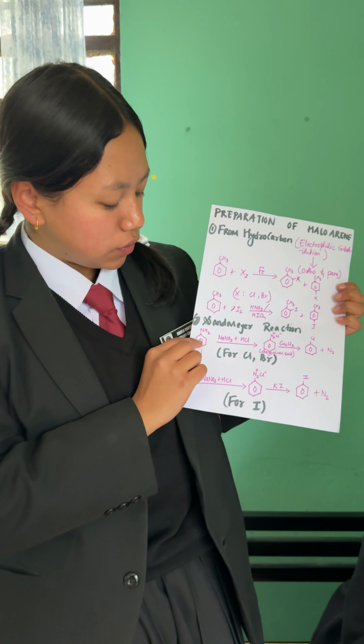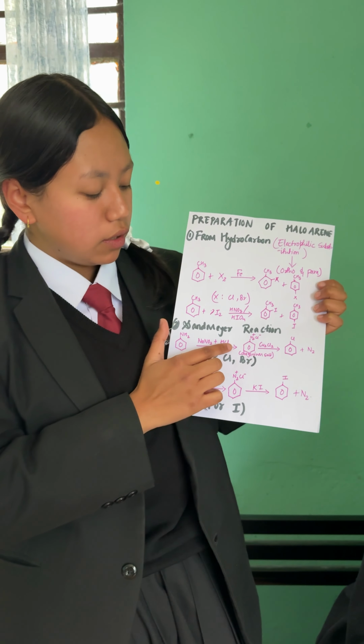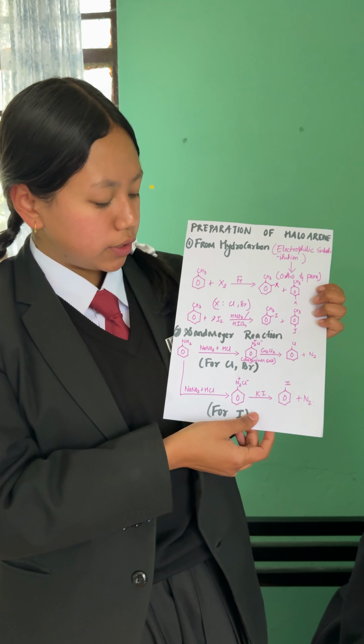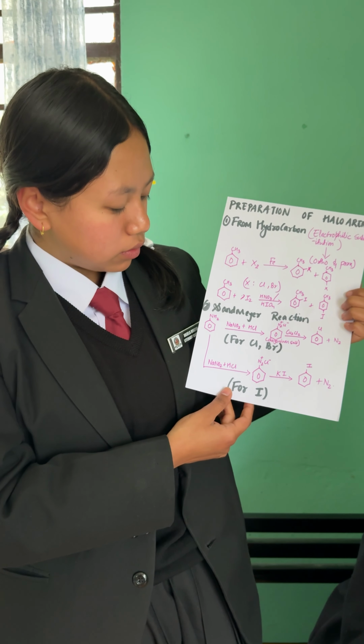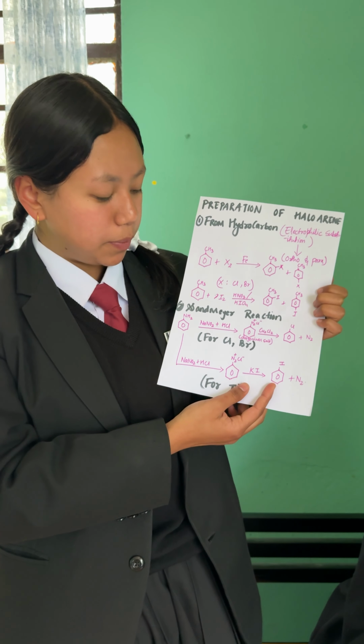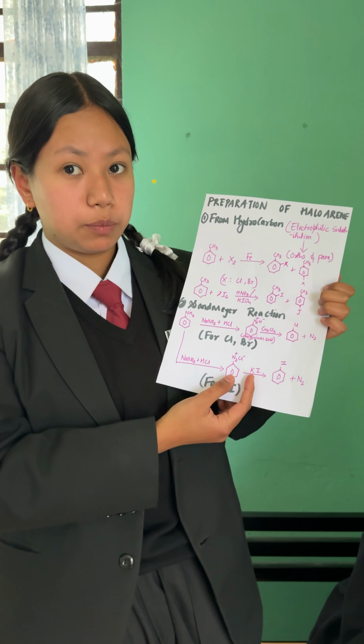Here the aniline is treated with NaNO2 and HCl, which forms a diazonium salt, which is further treated with cuprous chloride or cuprous bromide to form aryl halides. Similarly, aryl iodide can also be prepared by shaking the diazonium salt with potassium iodide.